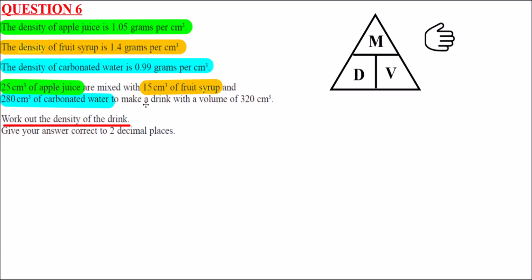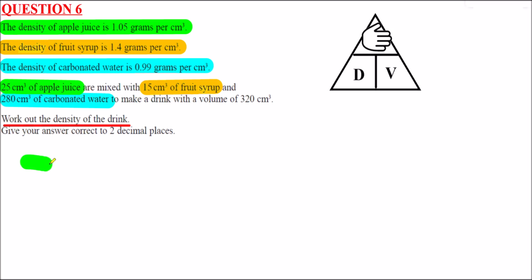So because we're told the density and volume of each of these 3 ingredients, we can simply cover up m, because we want to find out the mass of these, and just multiply the density of each one by the volume of each thing. So let's do that. Let's work out the mass of the apple, the mass of fruit syrup, and the mass of carbonated water in this drink.